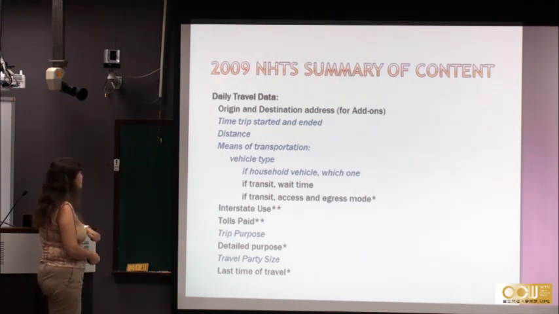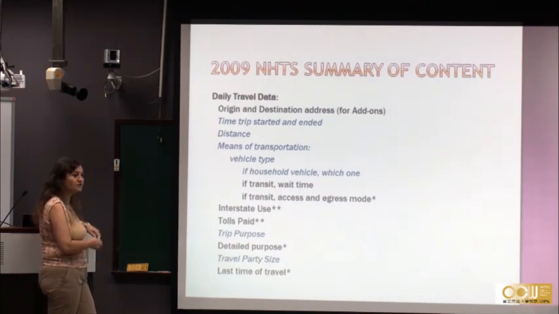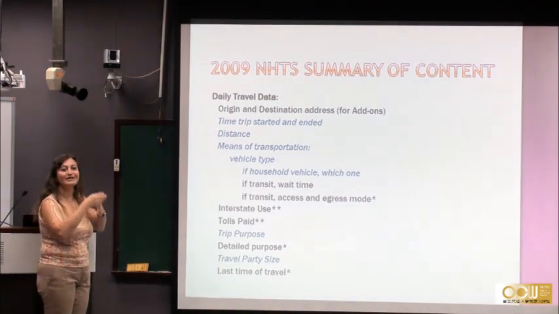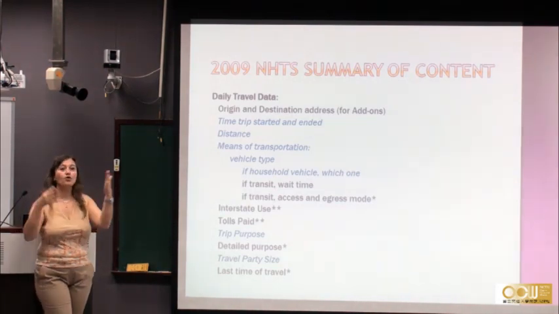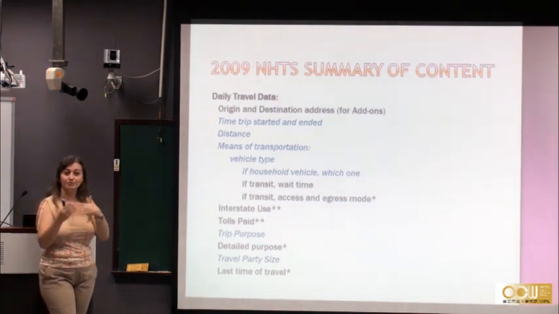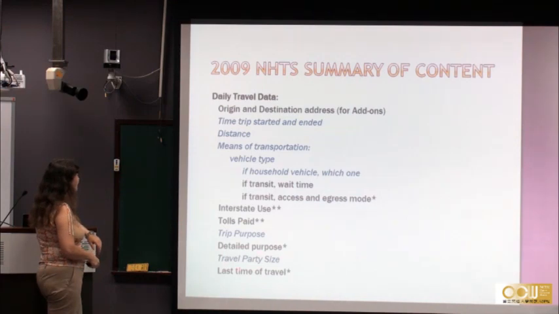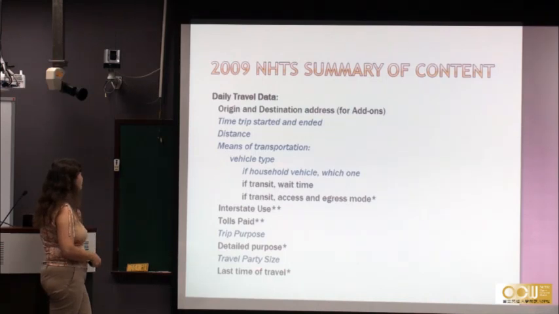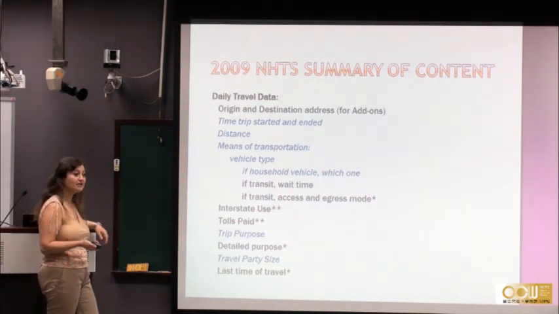Trip purpose, so if it is work, if it is shopping, if it is leisure, if it is eating out, and so on. A lot of detail. So you can have up to 20 different purposes. For example, shopping, long-term shopping. So if you are buying furniture, or if you are shopping for clothes, or if you are shopping for food, which you do more frequently, right? So you have different categories of shopping. Travel party size, so it means how many people are traveling with you, and the last time of travel, for example, if you didn't travel that day, suppose that you are sick, what was the last time that you traveled?